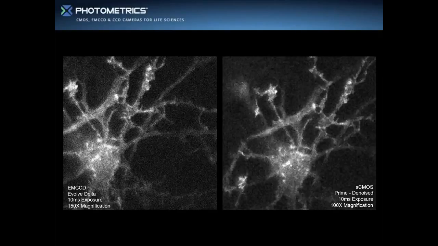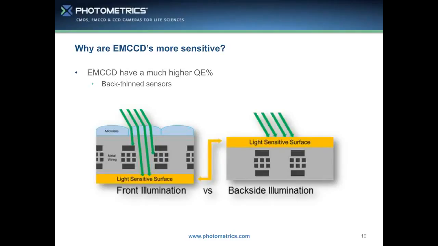Now, processing will always be an option, but the real question is, why can't sCMOS physically itself be as sensitive as EMCCD cameras? Or why are EMCCDs more sensitive?